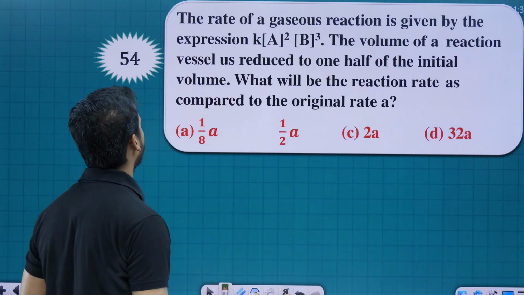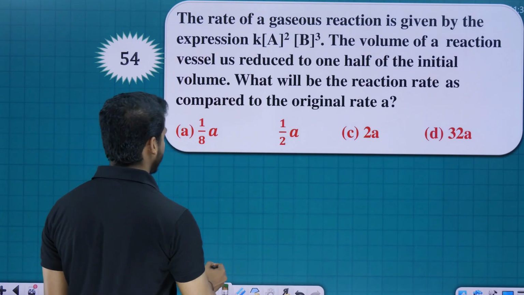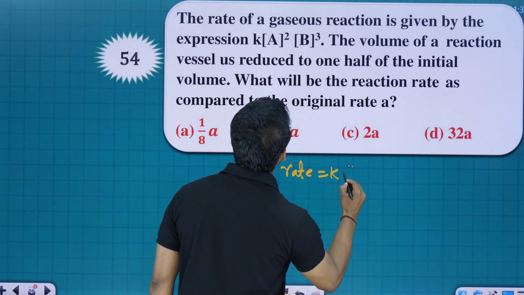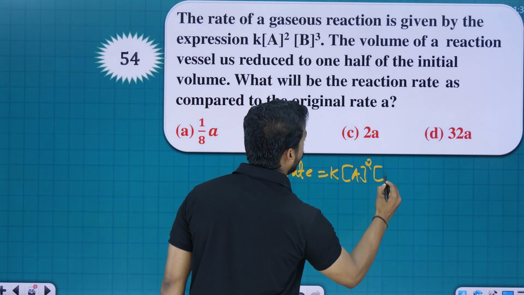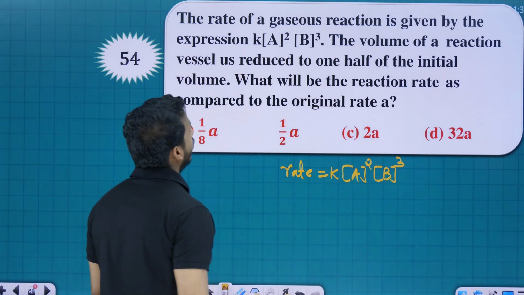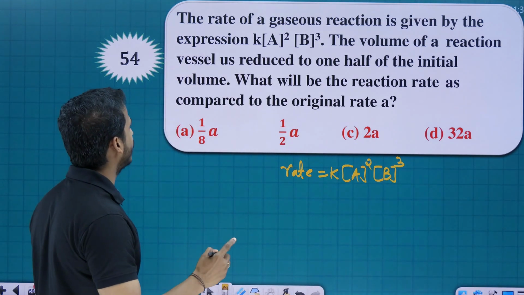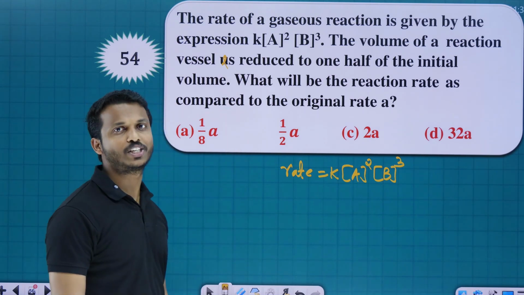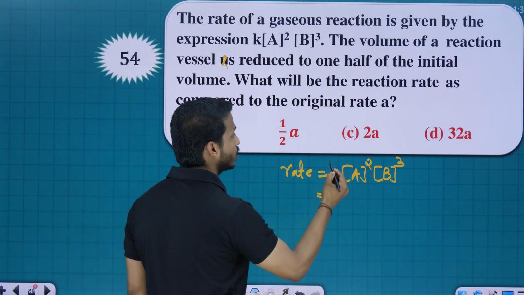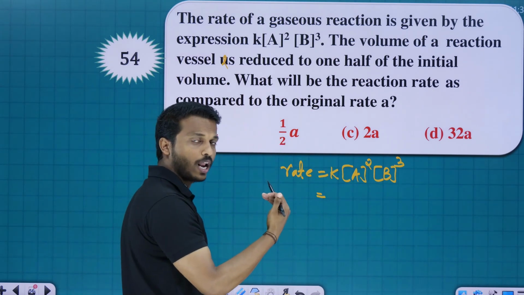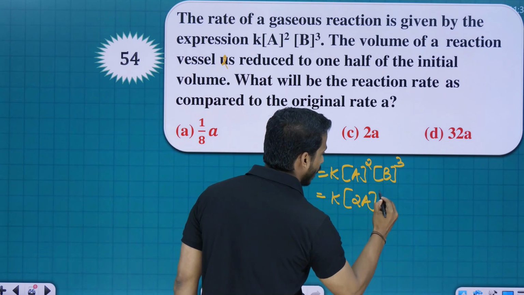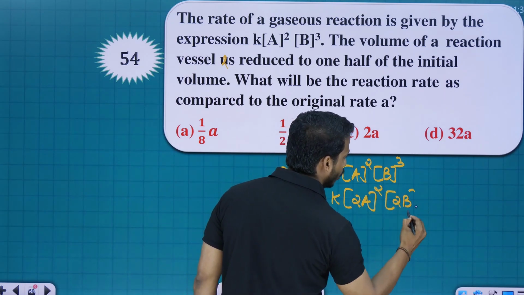One more question for you here. The rate of a gaseous reaction is given by rate equals K into A squared into B cubed. The volume of the reaction vessel is reduced to 1/2 of the initial volume. Reduced to half means what happened? The concentration becomes double. So K into (2A) squared and (2B) cubed.